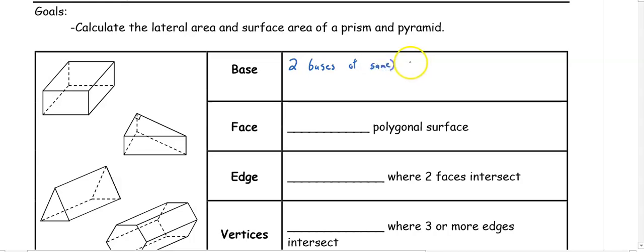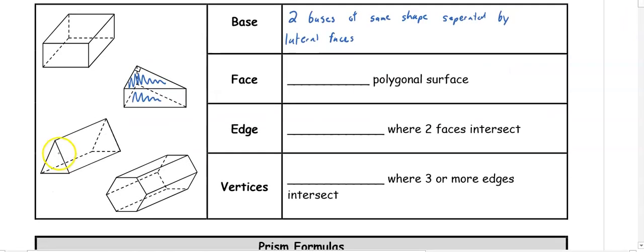of the same shape separated by lateral faces. So in most of these, it's easy to tell what the base is because we have two triangles here, we have two triangles here. It's separated by those rectangular sides. Same thing with this triangle and triangle, and this hexagon and hexagon.